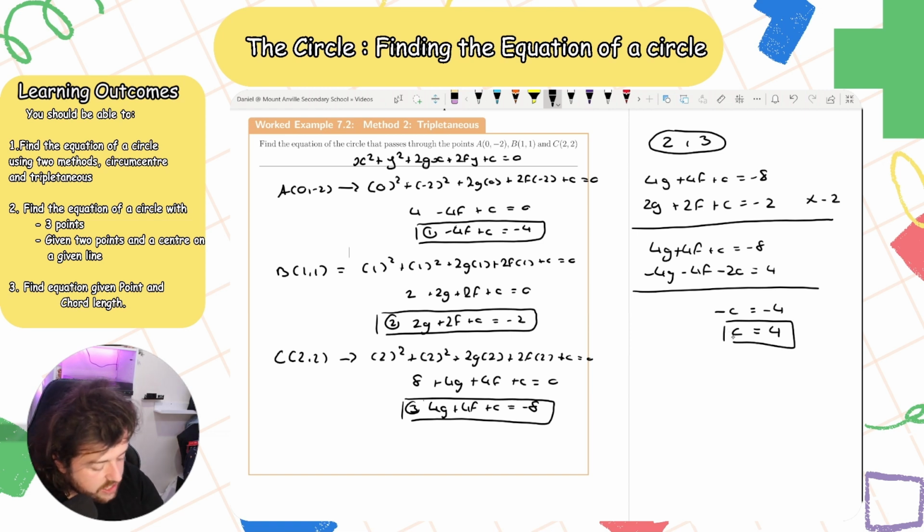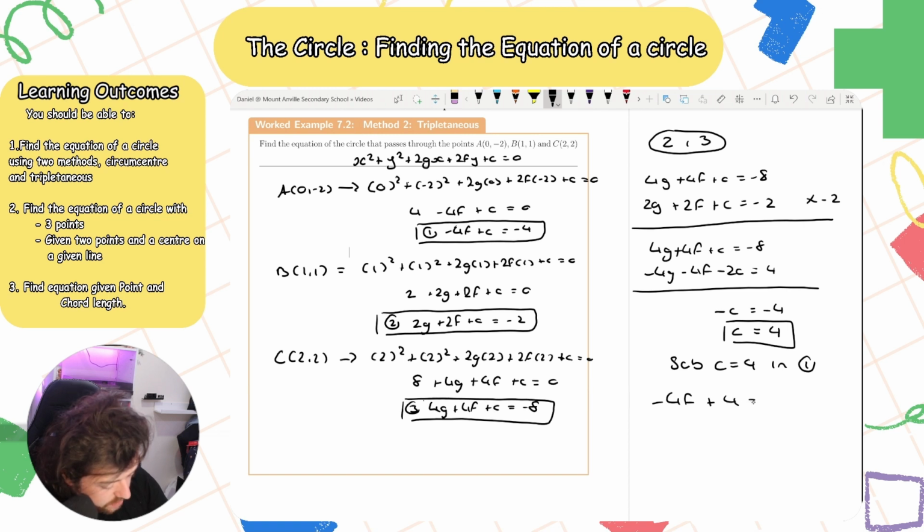Now, I want to sub this in somewhere to find what something else is. But I notice here I have minus 4f plus c is equal to minus 4. So let's do that sub in. So sub c equals 4 into equation 1. I have minus 4f plus 4 is equal to minus 4. So minus 4f is going to be equal to minus 8. F then is going to equal 2.